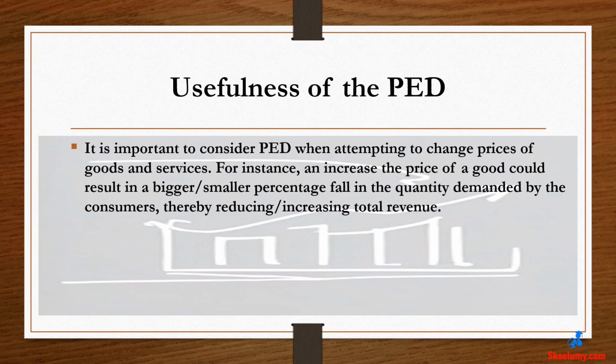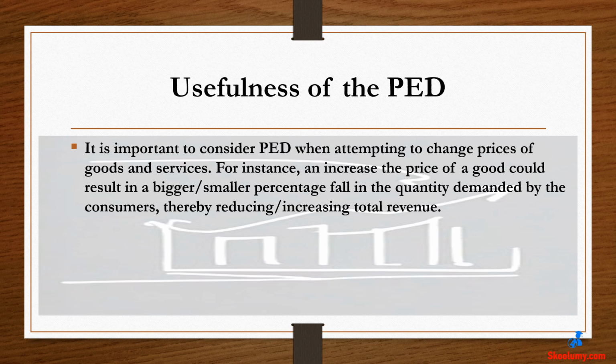Why is PED important? It is useful when sellers are considering raising or cutting the prices of their products. The law of demand states that a decrease in price increases the quantity demanded. However, lowering prices is not always beneficial to the seller. It depends on the extent of the fall in price compared to the rise in quantity demanded. This is what PED measures. If the fall in price produces a bigger rise in quantity demanded, the seller makes more revenue.